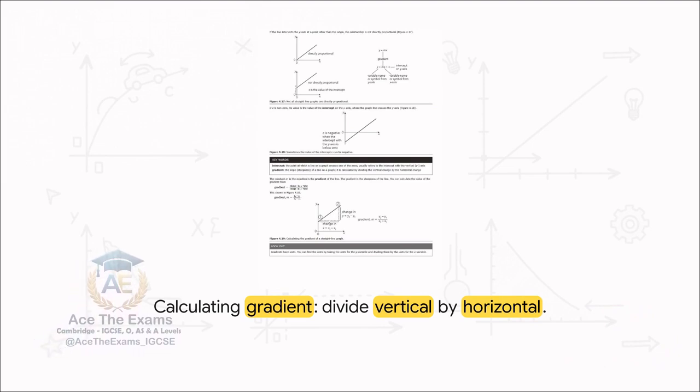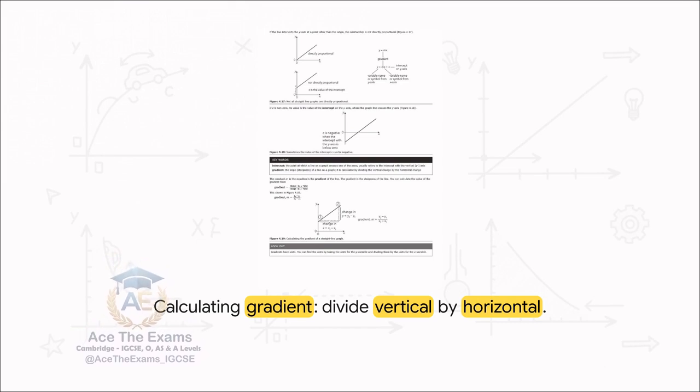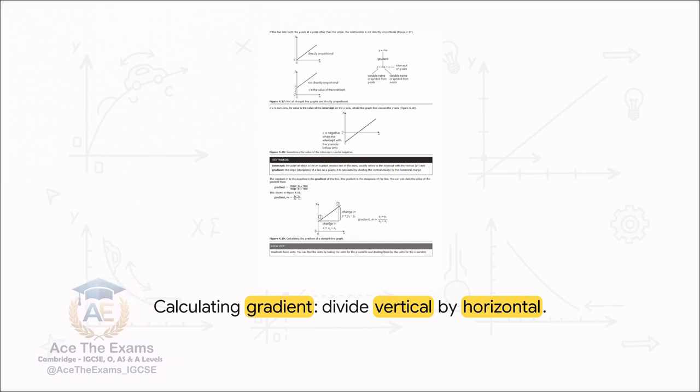You pick 2 points on the line, find the difference between their y-coordinates, and divide that by the difference in their x-coordinates. A quick pro tip for your exams. Always pick 2 points that are far apart on the line. It drastically reduces your margin of error and keeps the examiners very happy.